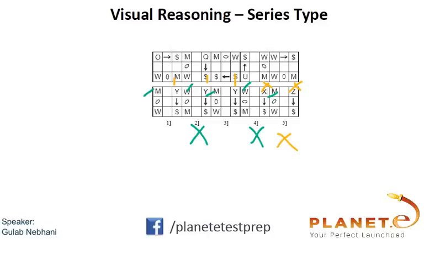Now I'm supposed to decide between option number 1 and option number 3rd. Now option 1 and option 3 have 5 elements same. This M, Y, arrow, dollar, W. You can see all of them are same.